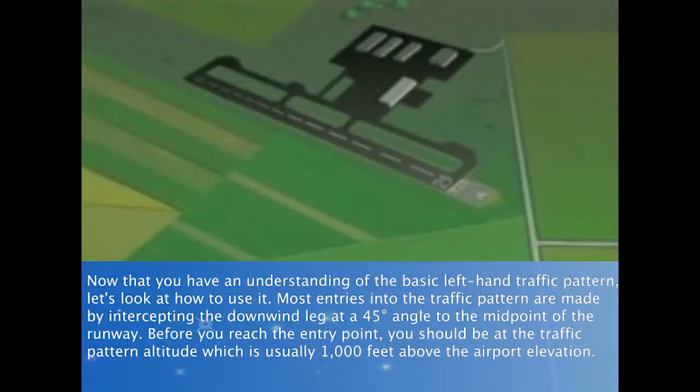Now that you have an understanding of the basic left-hand traffic pattern, let's look at how to use it. Most entries into the traffic pattern are made by intercepting the downwind leg at a 45-degree angle to the midpoint of the runway. Before you reach the entry point, you should be at the traffic pattern altitude, which is usually 1,000 feet above the airport elevation.